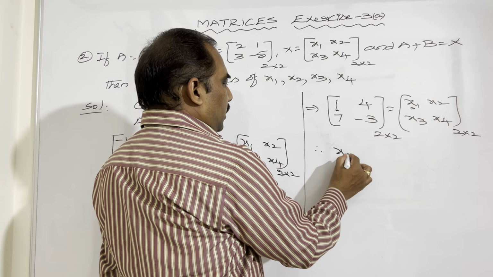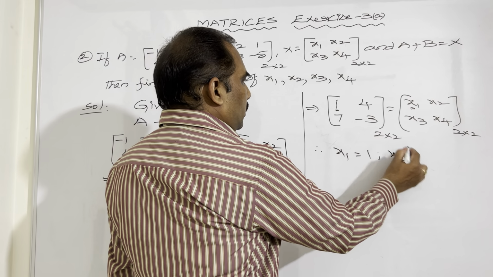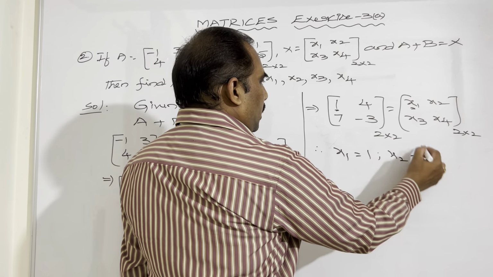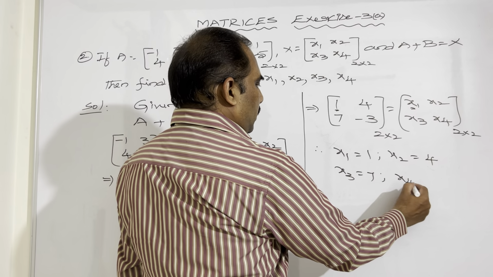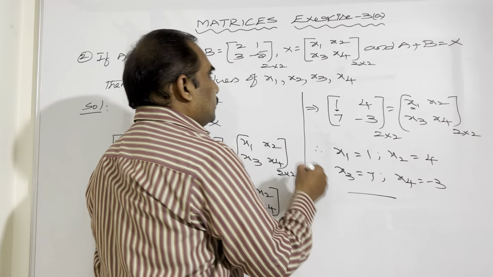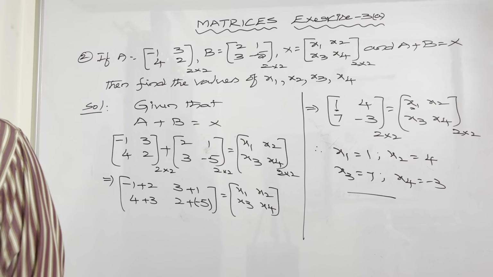So now, therefore, x1 is equal to 1. x2 is equal to, the corresponding element is 4. x3 is equal to 7. And x4 is equal to minus 3. Like this we can find the values of x1, x2, x3 and x4.